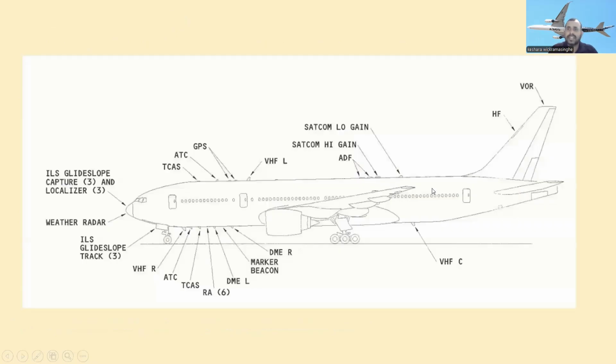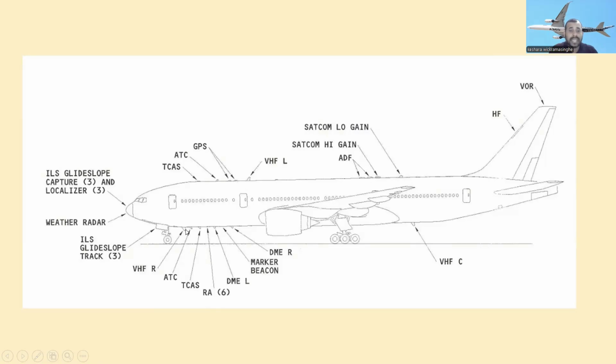Okay, let's see the locations. You can stop the video and check where these antennas are located. I will tell you a few things: the GPS antenna is in the up position, and here are the ATC antenna, TCAS, VHF, SATCOM high gain, SATCOM low gain, ADF, HF antenna, VOR, VHF, DME on the right side, and the marker beacon is there, and DME on the left side, and the radio altitude.